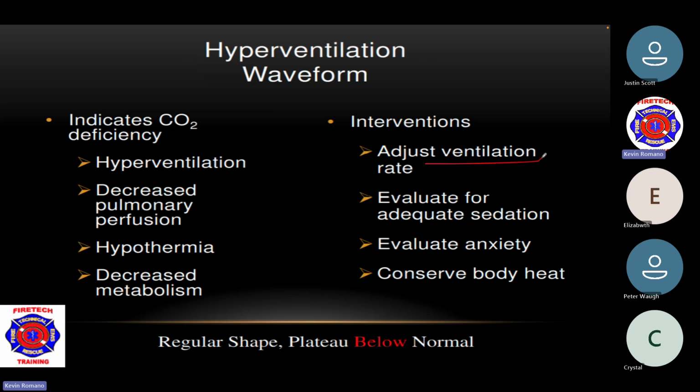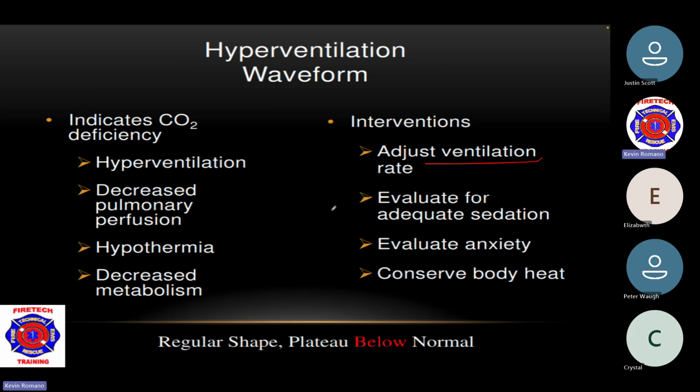Put a BVM on their face and breathe for them. Control that respiratory drive. Get them to come back down again, right? So every time a patient takes a breath in, the best you can, give them a little bit of oxygen. Squeeze that bag. Control that rate. Bring that rate back down again if they need it, right? So adjust that ventilation rate.